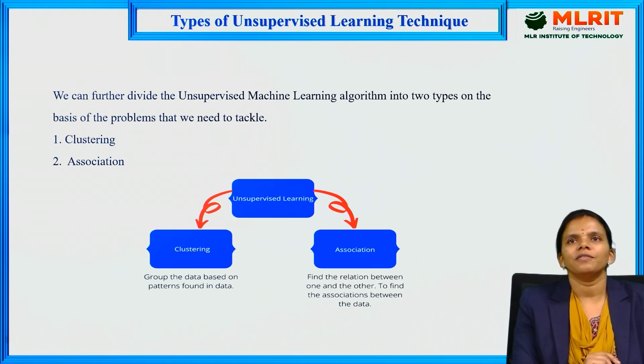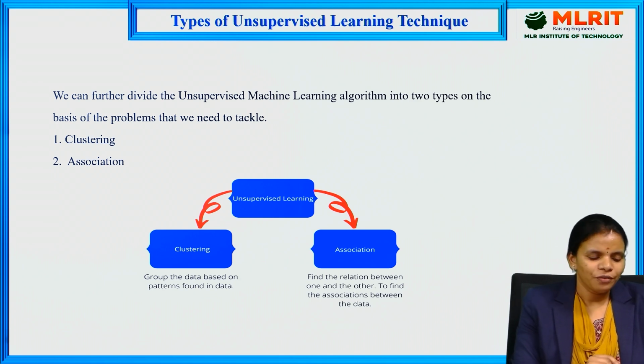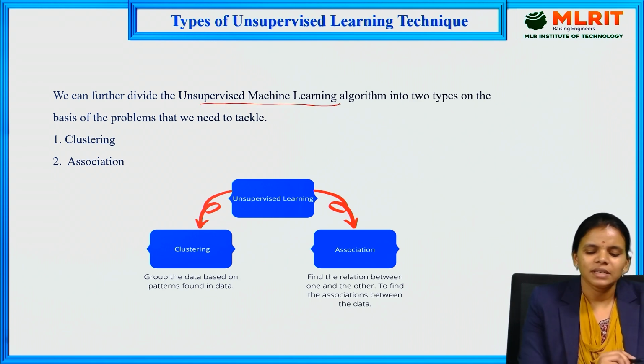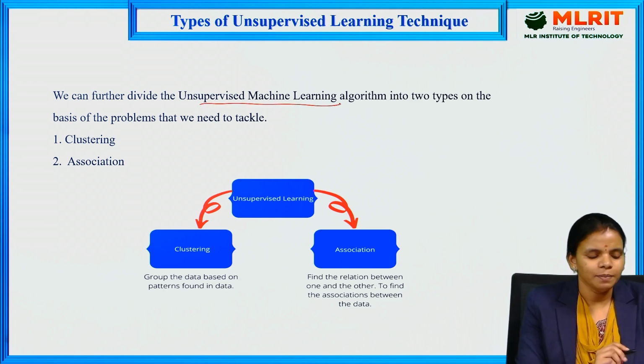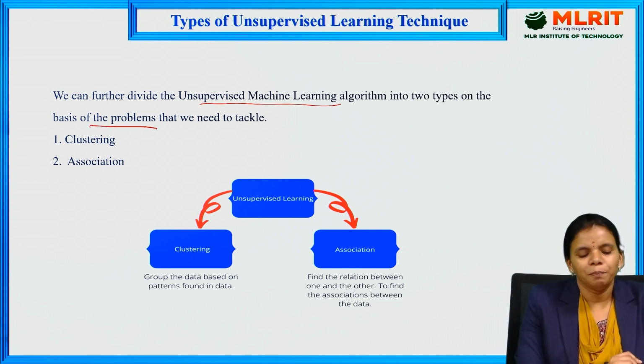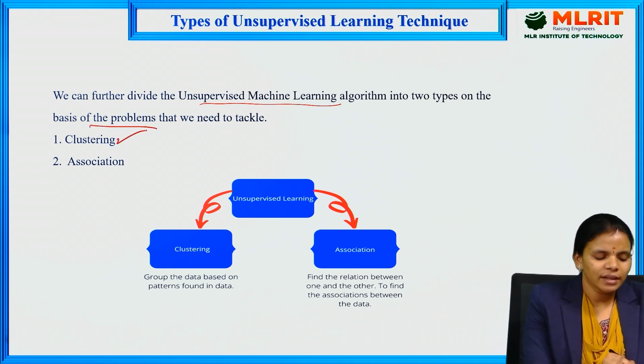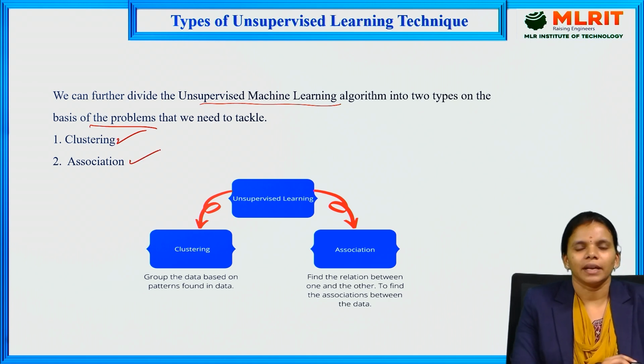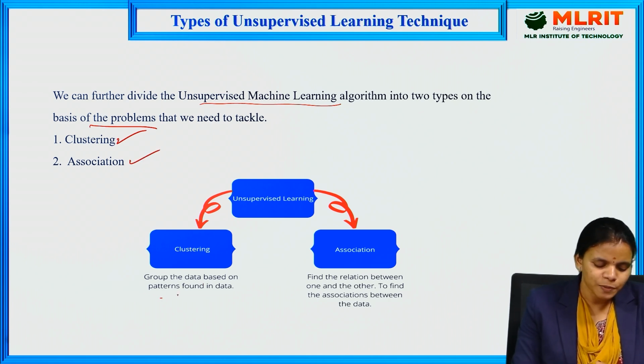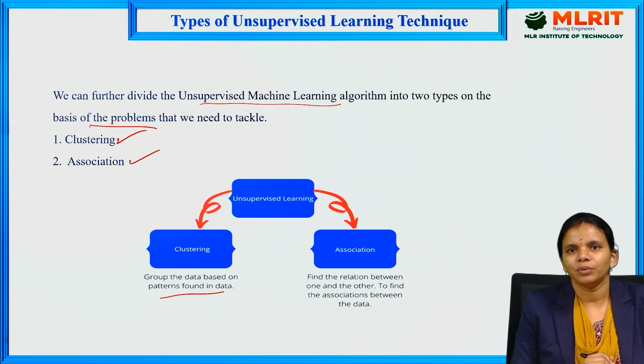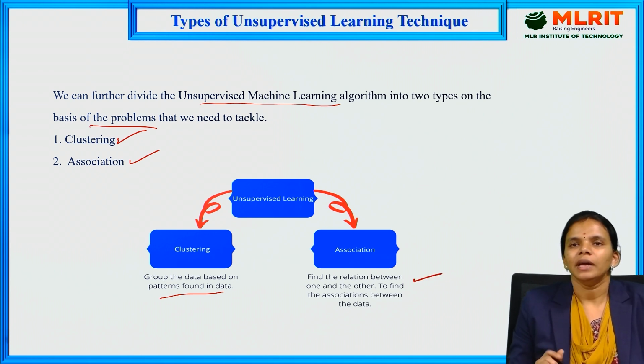So, types of unsupervised learning technique. We can further divide unsupervised learning algorithms into two types on the basis of the problem that we need to tackle. The first one is the clustering technique and the second one is the association technique. Clustering means grouping the data based on the patterns found in the data set, and association means finding the relationship between input and output variables.